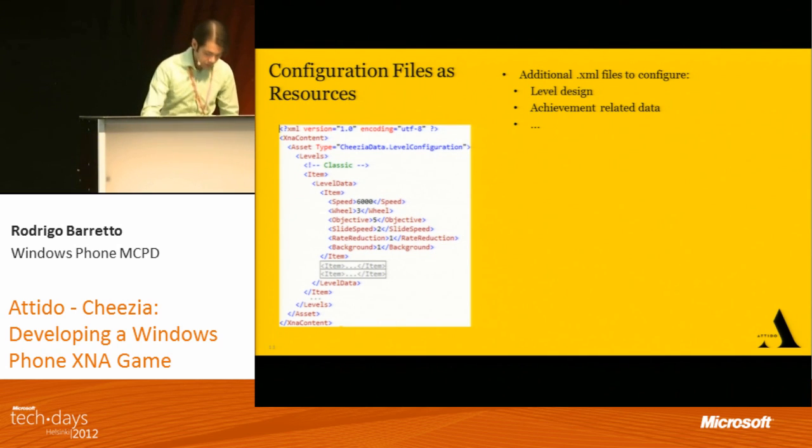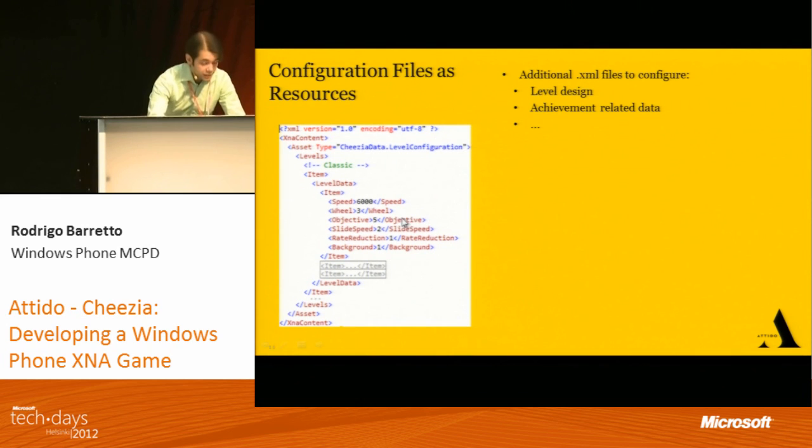And basically, I'm going to use the mouse now. In the XML file, you're going to have this XNA content root element, and you're going to have the asset element where you're going to say which type is going to be the most important class of this XML, which in this case is the load configuration. And if you have arrays, you're going to have to use this item element here. Other than that, it's quite easy to read.